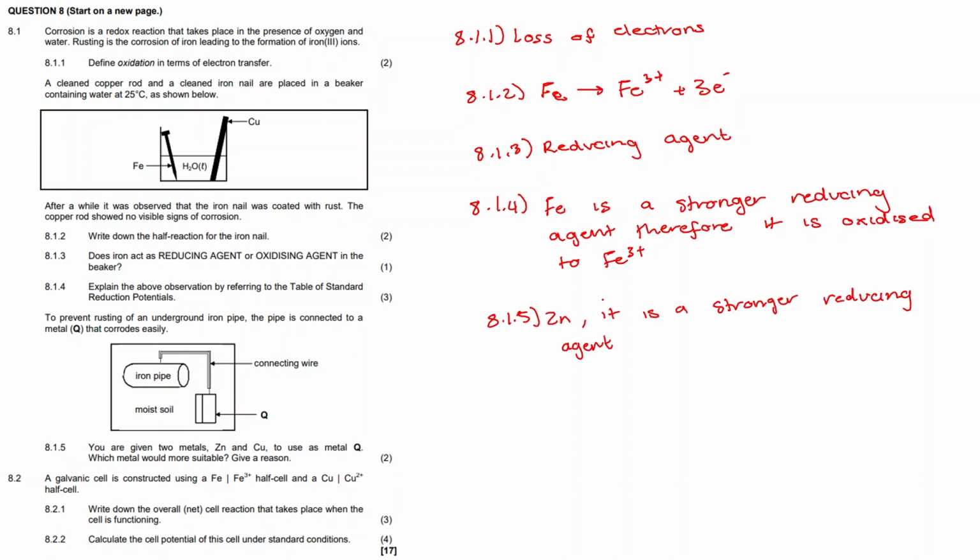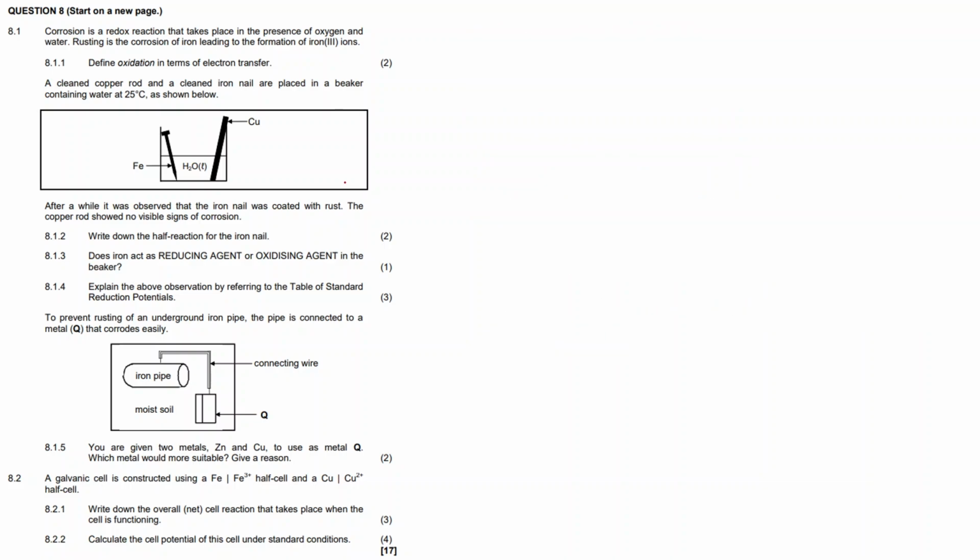I'm going to do the last question on a new page so it's easier to see. Question 8.2. A galvanic cell is constructed using a Fe3+ half cell and a Cu2+ half cell. Question 8.2.1. Write down the overall net cell reaction that takes place when the cell is functioning.